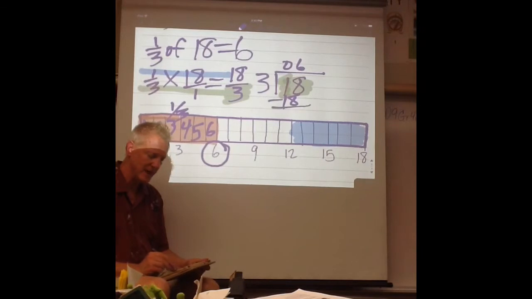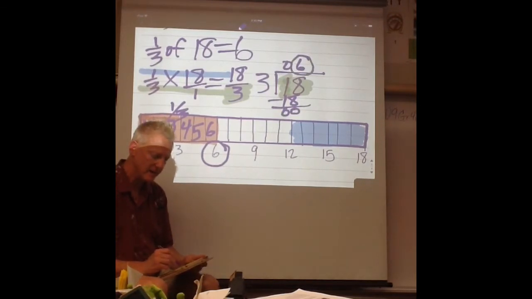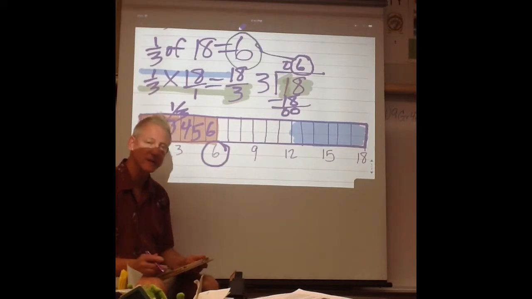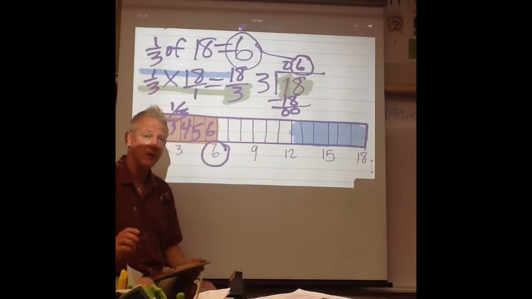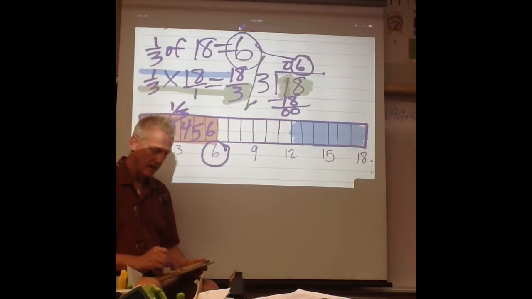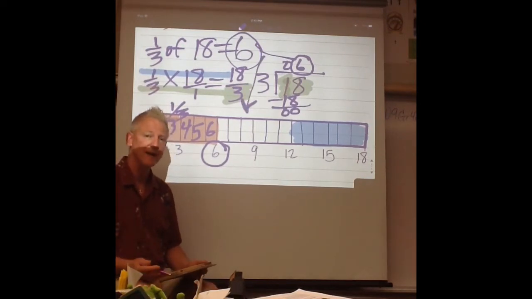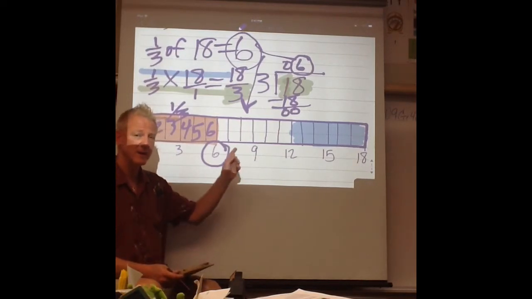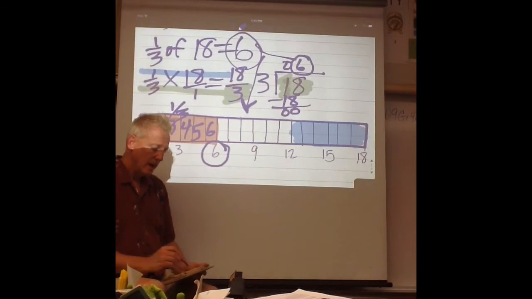Now I'm going to do my subtraction part, and I end up with 0. So my answer here is the same as my answer here. So that shows, using an algorithm, that our drawing was correct. So I can prove my drawing by doing the division part. All right, does everybody understand that? That is 1/3 of 18.